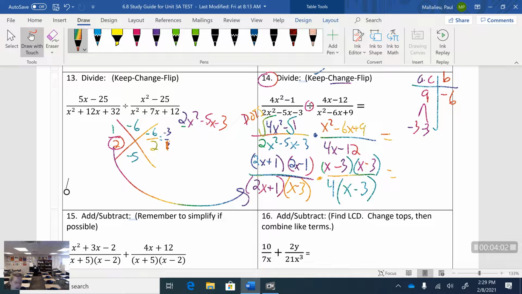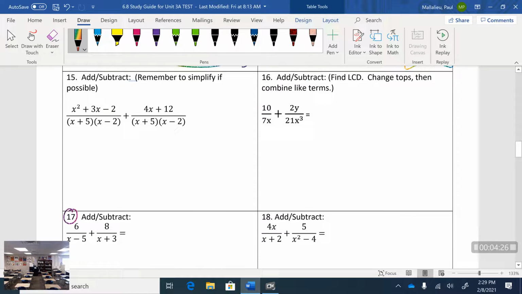All right, if you've done all of that, then I have full trust that you're going to get this correct, because now you just look for anything that is exactly the same. So 2x plus 1, 2x plus 1. X minus 3, x minus 3. So all of that canceled out, so all that hard work to break down to have 2x minus 1 over 4.